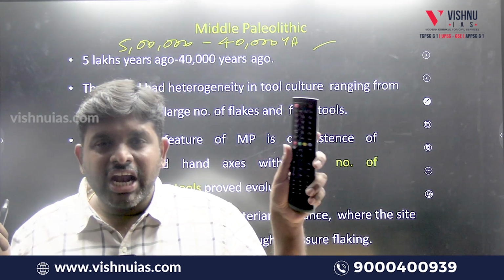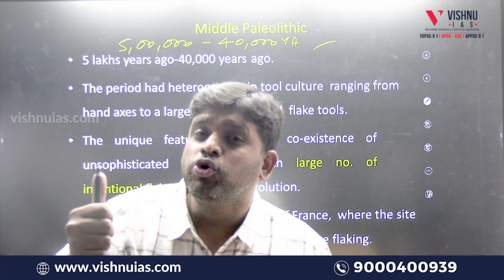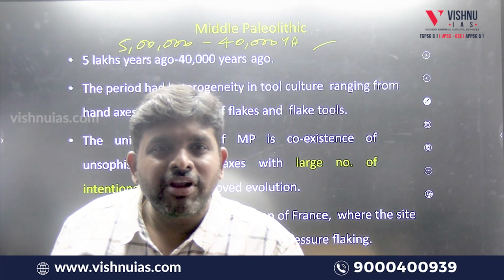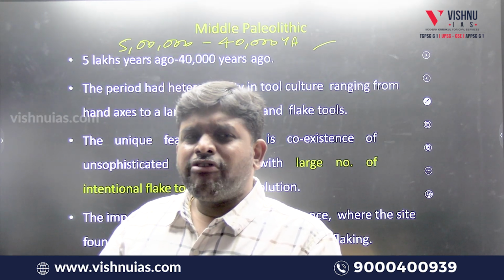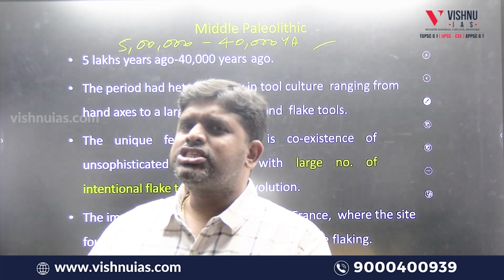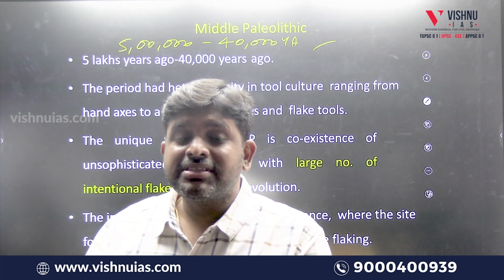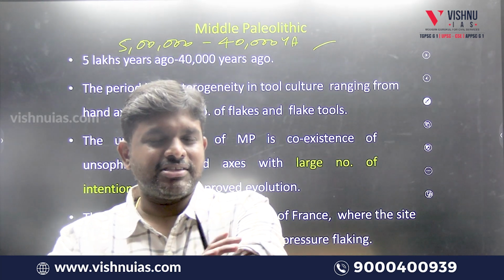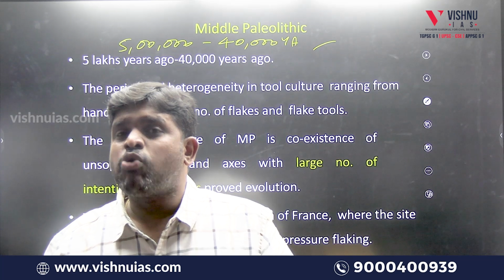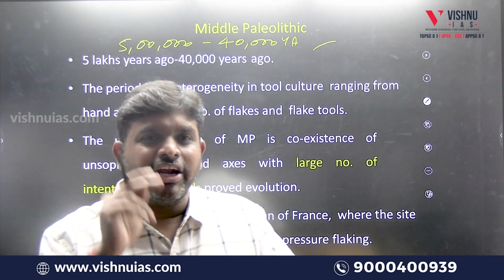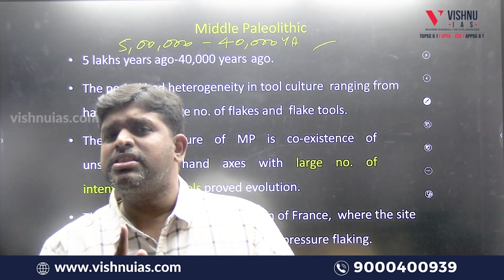So he manufactured hand axes, and in the process of manufacturing hand axes, he also manufactured a new tool called the flake tool. In the Middle Paleolithic age, from 5 lakh to 40,000 years ago, abundantly what tools were present? Flake tools were present. Yes, hand axes are present, but more than hand axes, flake tools. Hence, writing about flake tool culture means writing about Middle Paleolithic culture.